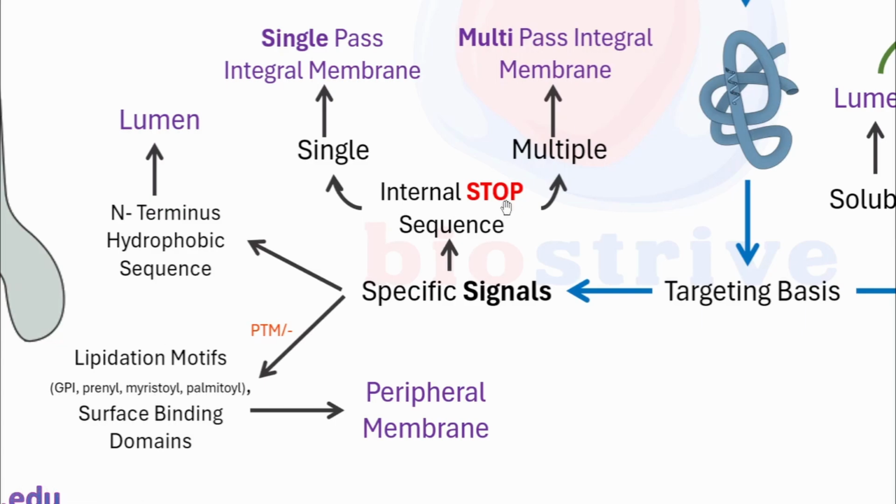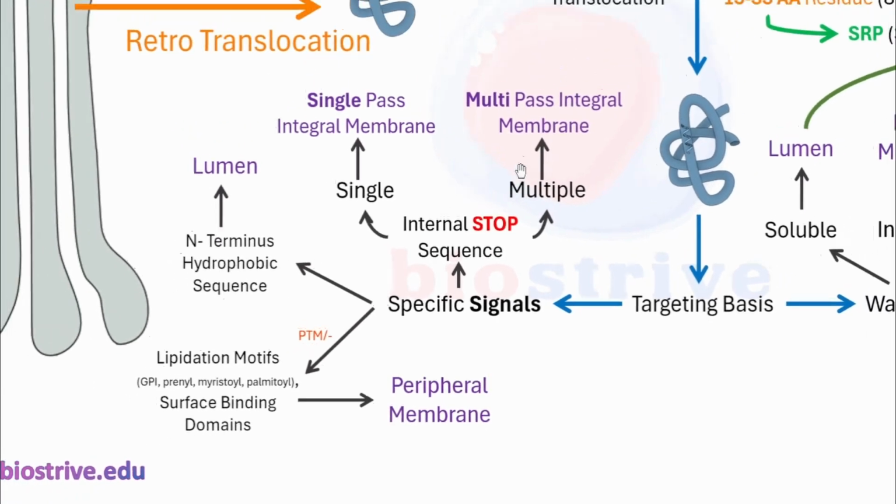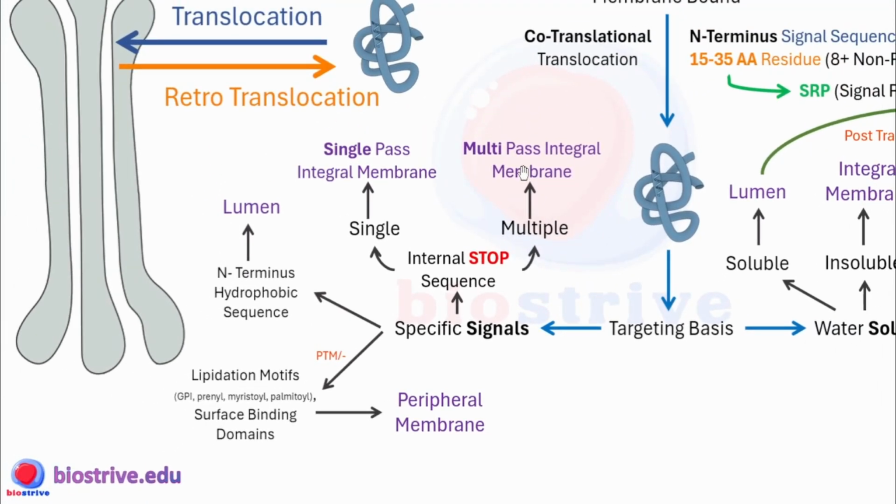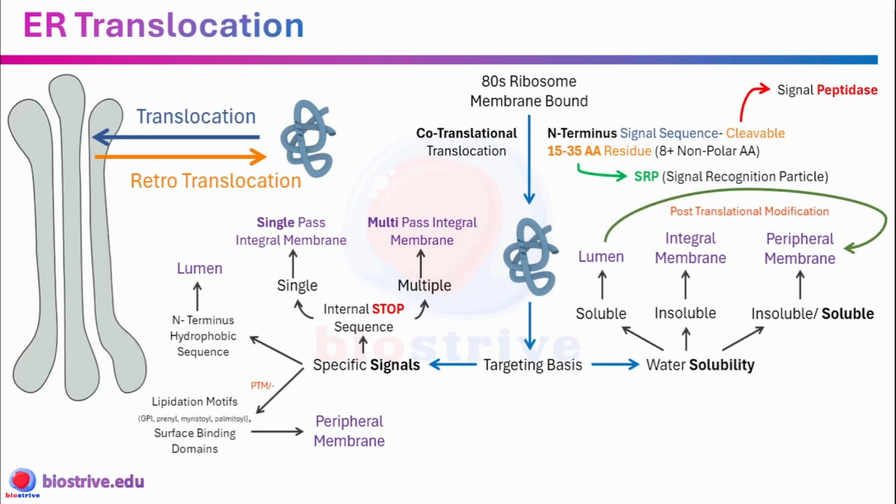In multi-pass protein, if there is an even number of sequences, it will be even pass protein with N terminus and C terminus on the same side. And if it is odd number of stop sequences, it will be odd pass integral membrane protein with N terminus and C terminus on the opposite ends or opposite sides. This was the fundamental basis of ER translocation and how properties of these proteins will decide their fate. Now we will talk about this specific signal recognition particle, its properties, its nature and its functioning in upcoming slides.